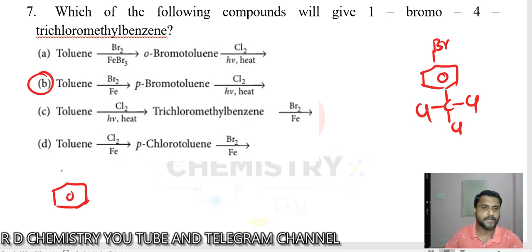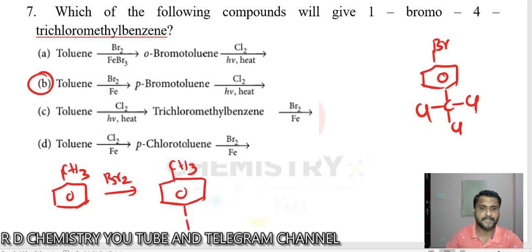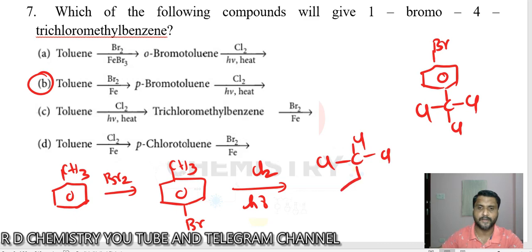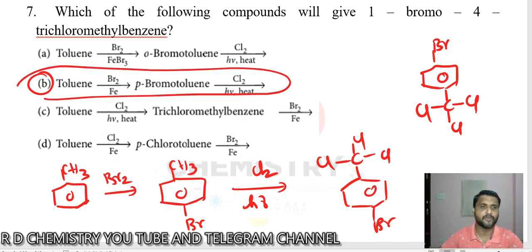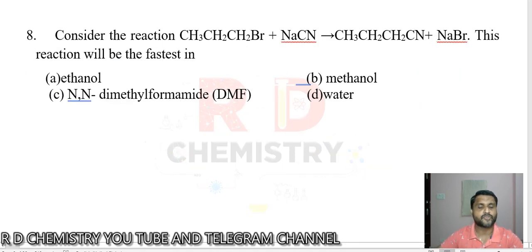So toluene is subjected to bromination using iron as the catalyst. Electrophilic substitution takes place. Therefore, we get the para as the major product, para-bromo toluene. Then carry out the chlorination using sunlight or UV light, heated, free radical substitution takes place. We get the hydrogens getting replaced by chlorine, with the benzene ring along with the Br. So this is the answer. So option number B is the answer. If you try with the others, you will not get the same product. Okay, right?